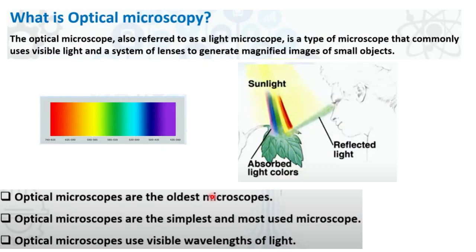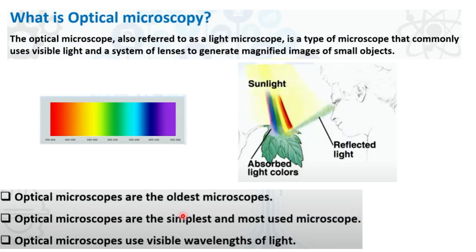Now let's start with optical microscopy. This is the very first form of microscopy. It was developed around 1630 or 1640, and it is also referred to as a light microscope, because here visible light is used to visualize any object, and it is the most commonly used system in different areas. There is also use of lenses, a single lens or two, three lenses, to magnify the images of very small objects.